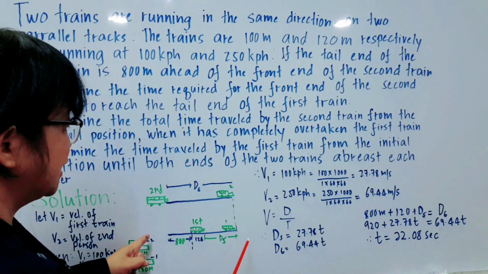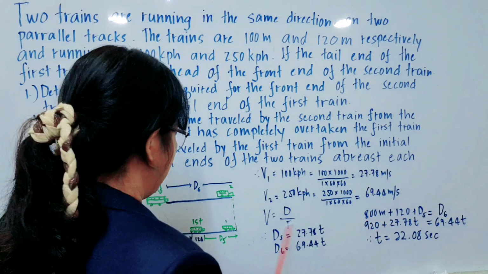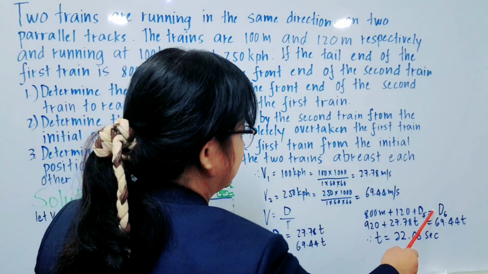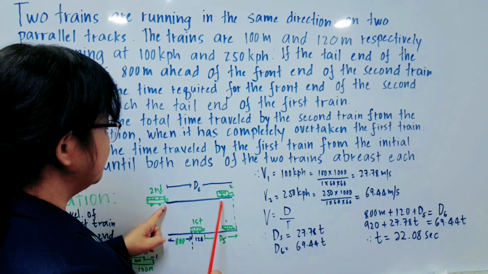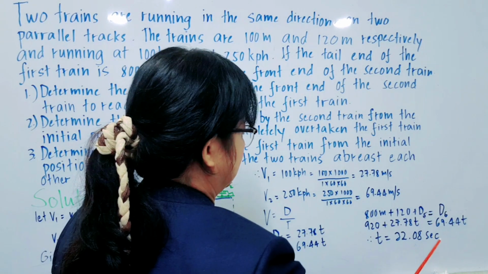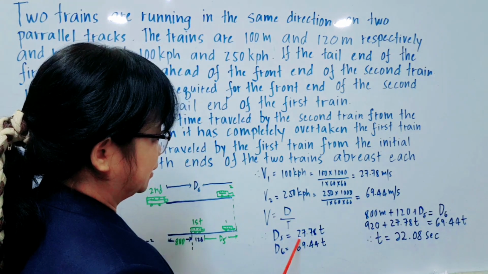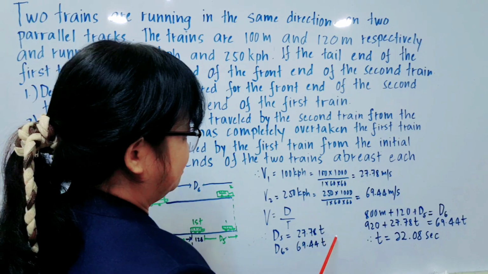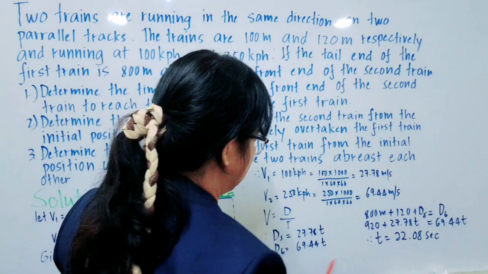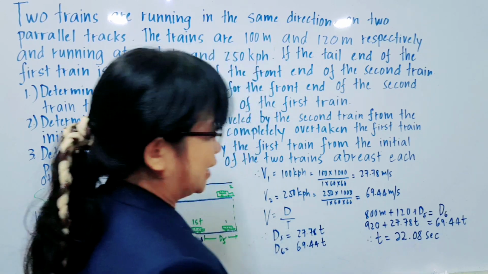Therefore, from this diagram, we can see that 800 plus 120 plus the distance from here to here, which is D5, is equal to, from here to here, for the second train, from the initial to the end point, which is equal to D6. Therefore, substituting the value of D5 and D6, which is equal to 27.78 T, is equal to 69.44 T, the D6. T therefore is equal to 22.08 seconds.